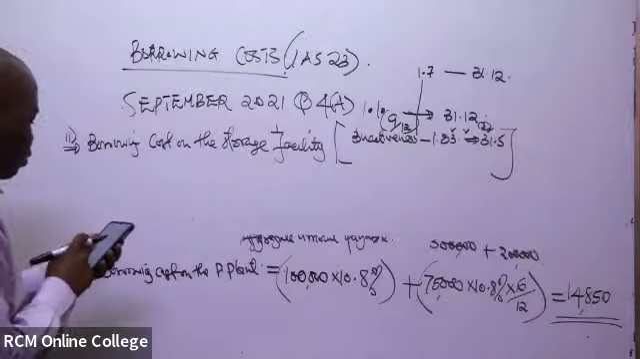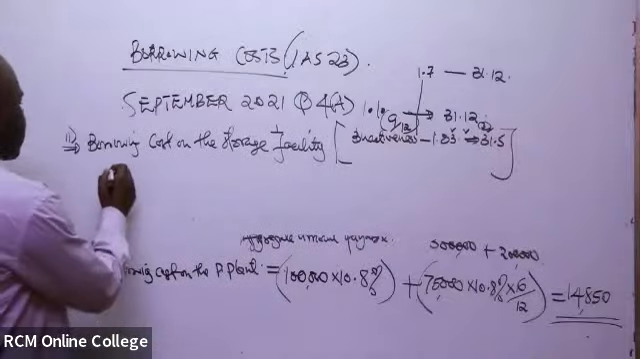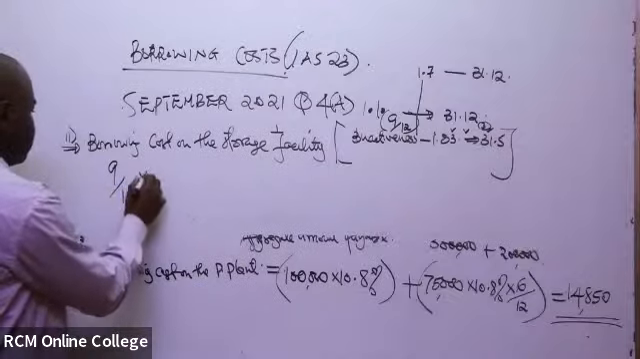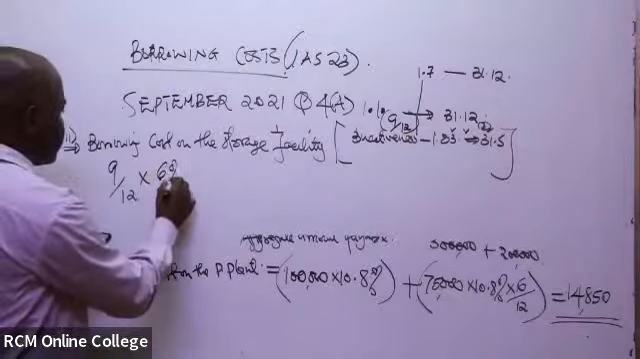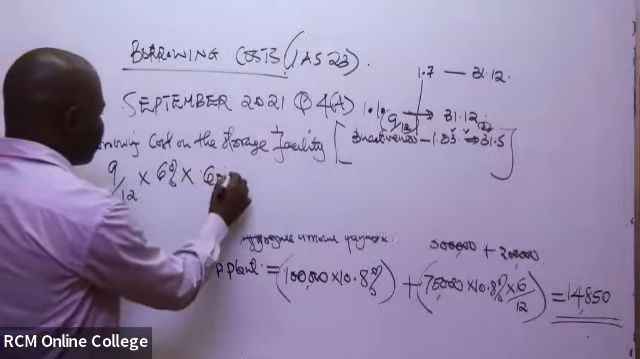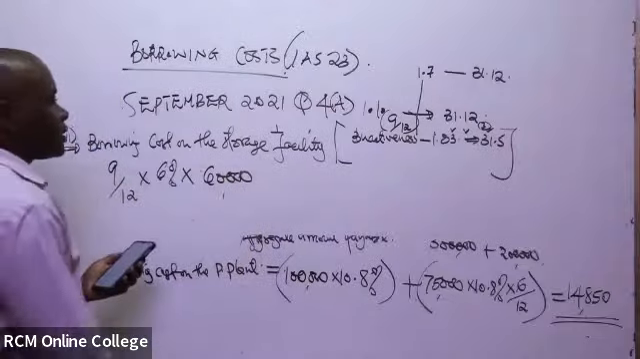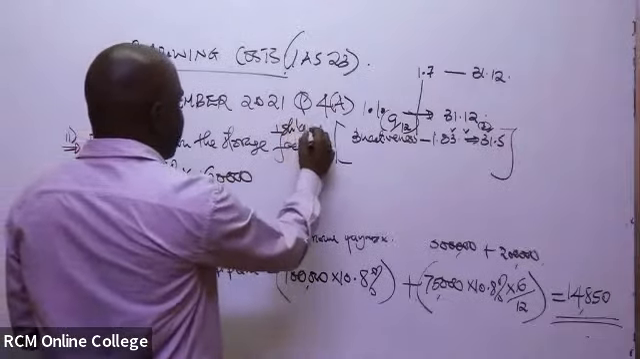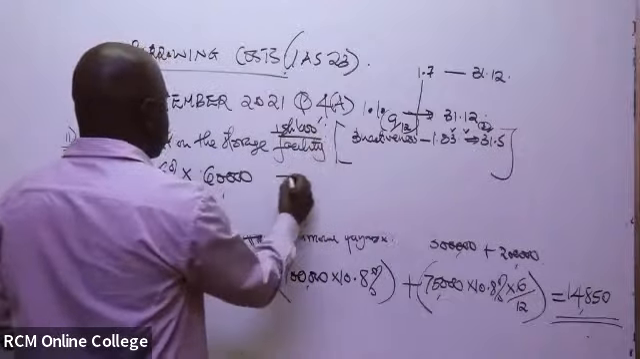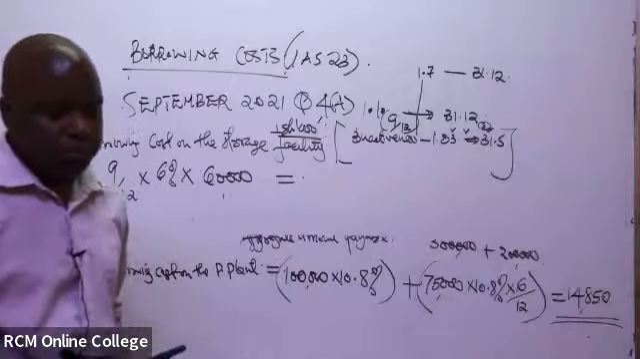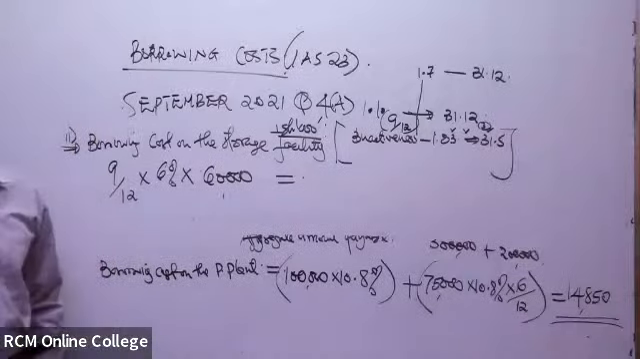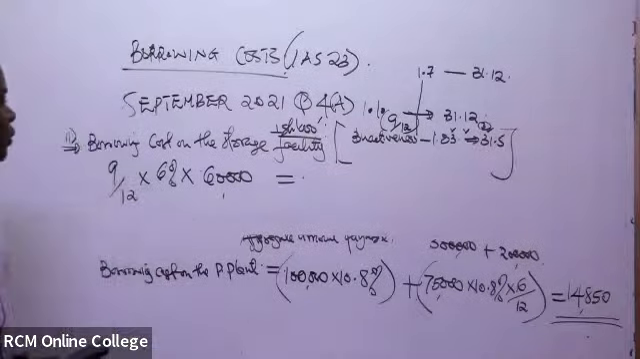So therefore, our borrowing cost on the storage facility, having incurred a construction cost of 60 million by the end of the year, will be 9 out of 12 times 6%. It was a 6% debenture. So times 6% multiplied by the 60 million. And of course, our figures are in thousands. So what do you get as the borrowing cost there on the storage facility?